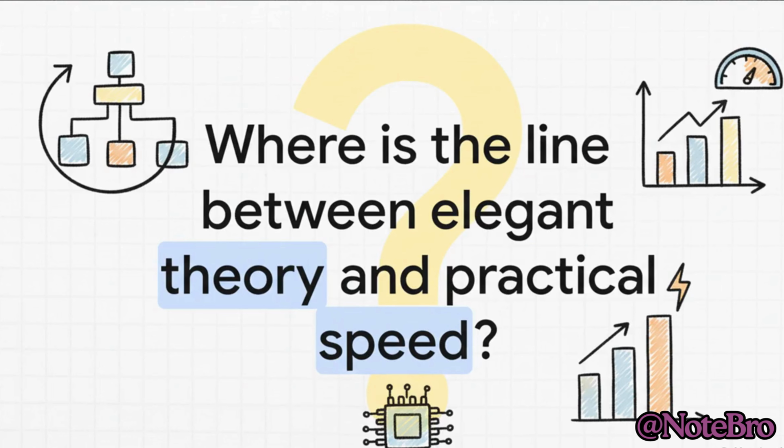And this really leaves us with a final, bigger thought. The story of Quicksort is a perfect example of a constant tension in all of software engineering. It's this beautiful reminder that sometimes the algorithm that looks the best on a whiteboard isn't actually the fastest on real hardware. It forces us to constantly ask, where do we draw the line between pure, elegant theory and messy, practical reality?